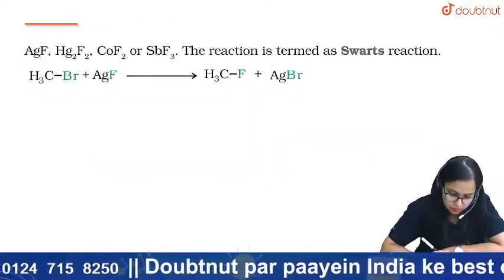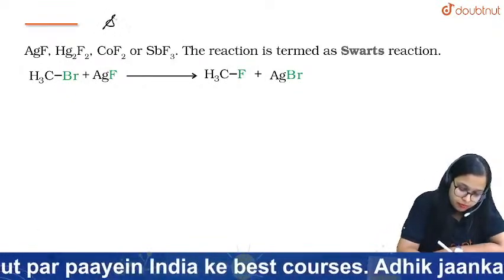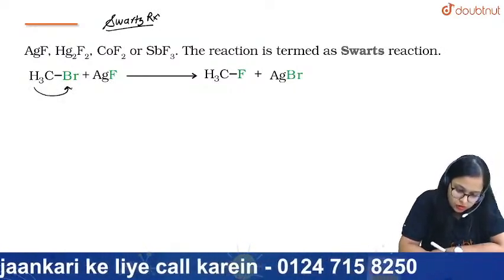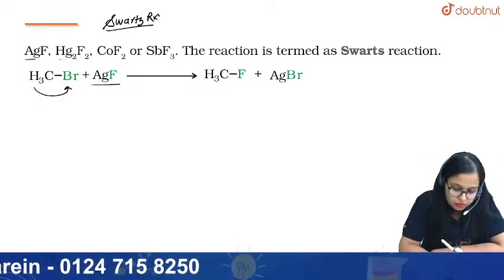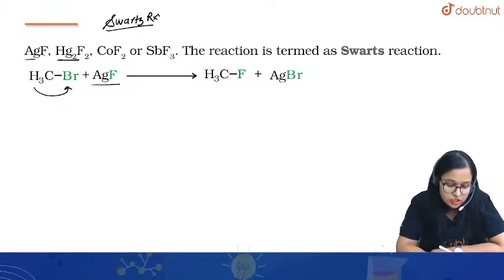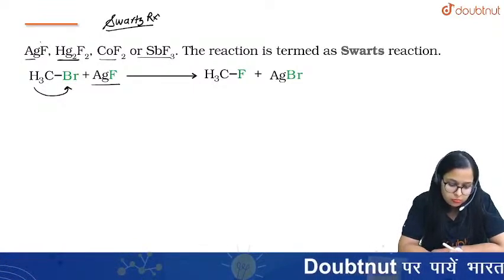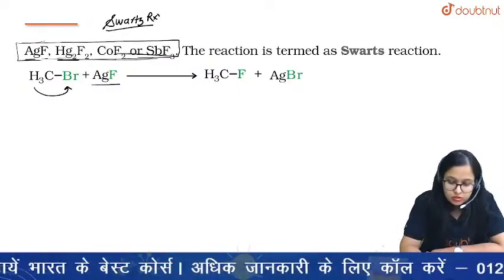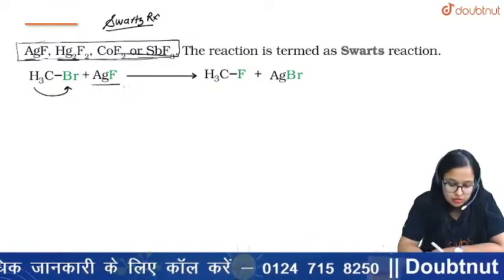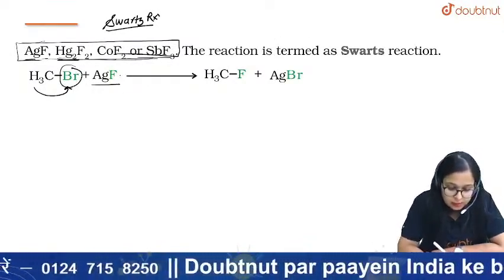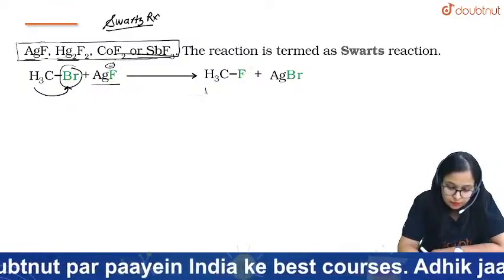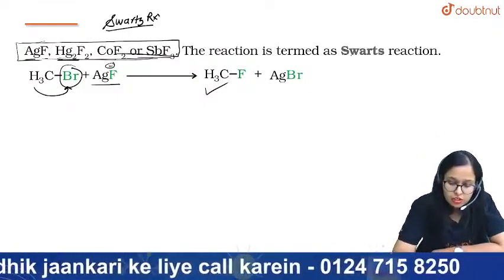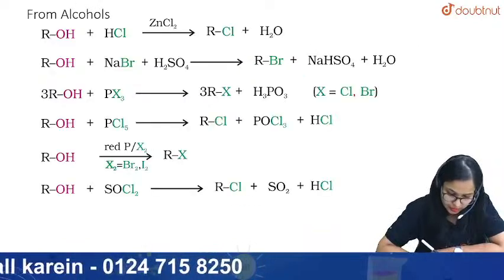Okay. So this was your halogen exchange reaction, and now how to prepare fluoroalkane. This is the Swarts reaction. What you have to do is take your bromoalkane and react it with any of the reagents, for example AgF, Hg2F2, CoF2, SbF3. You must remember all these reagents which are used in halogen exchange reaction, where your halogen Br is being substituted by F minus, and it forms fluoromethane, and AgBr is formed. Right? So this is your normal Swarts reaction. These are your halogen exchange reactions.